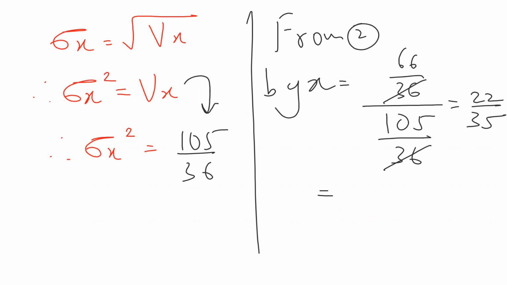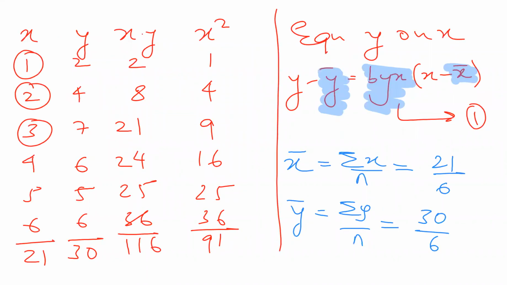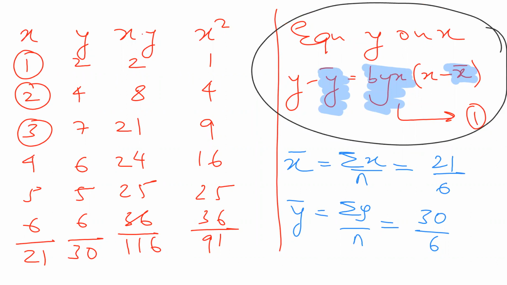So let's calculate the value of 22 upon 35. We have to do manual division. So by dividing this we got 0.63. So byx is equal to 0.63. Now we have to put this value of byx as 0.63 in equation number 1. So from 1, I'll take you to equation number 1. See, this is equation number 1.